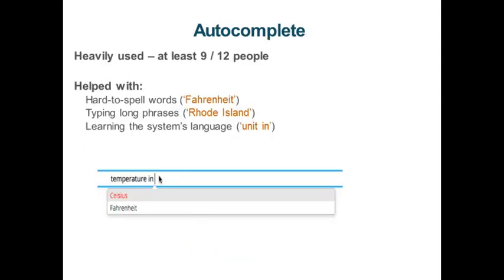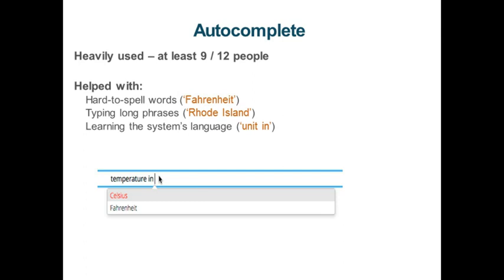Another feature of our tool that was very heavily used was the autocomplete feature, and that's as you're typing, the suggestions will drop down in a drop-down box and you can pick there. This was heavily used by nearly all of the people in our study, and it helped in a number of different cases. First of all, it helped with words that are hard to spell. I, for one, can't spell the word Fahrenheit no matter how many times I type it in. And so being able to just start typing that word and then pick it is super helpful.